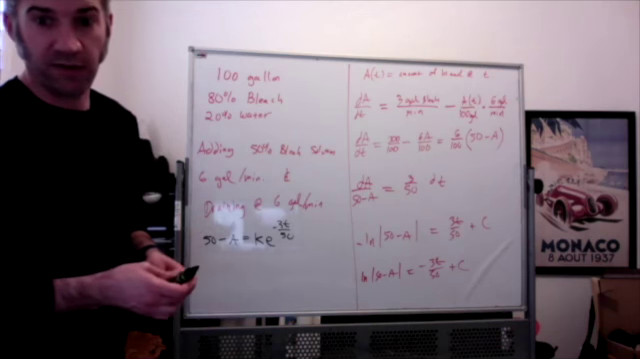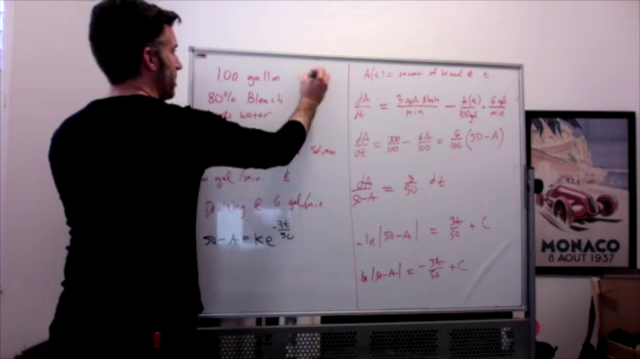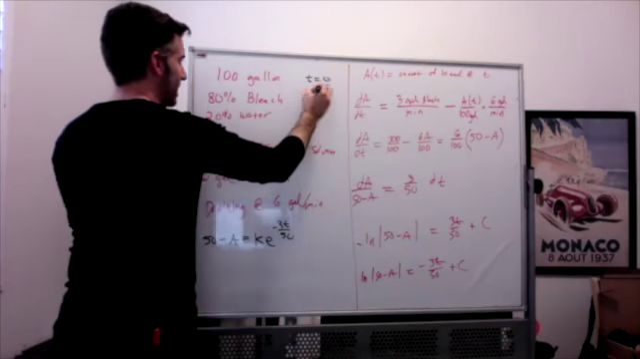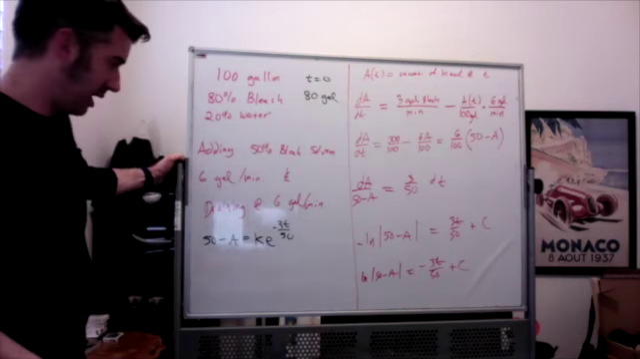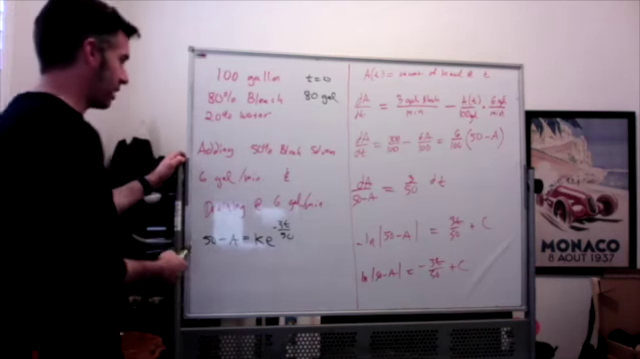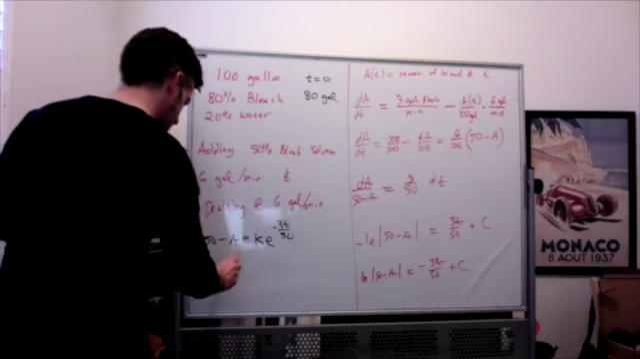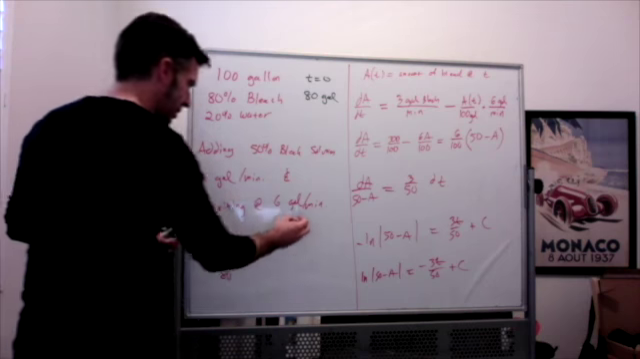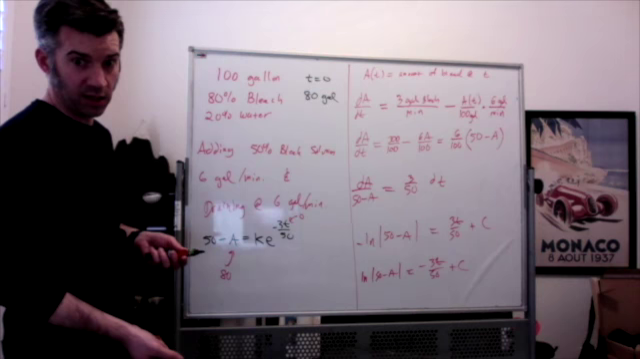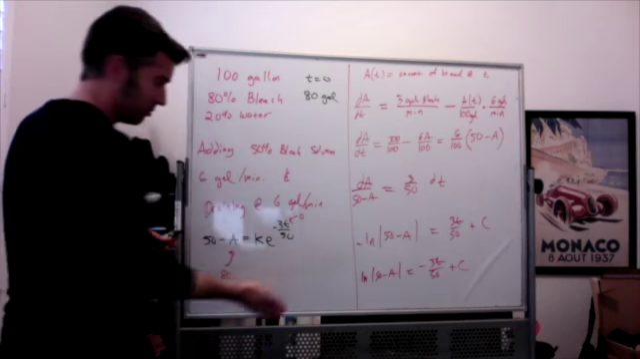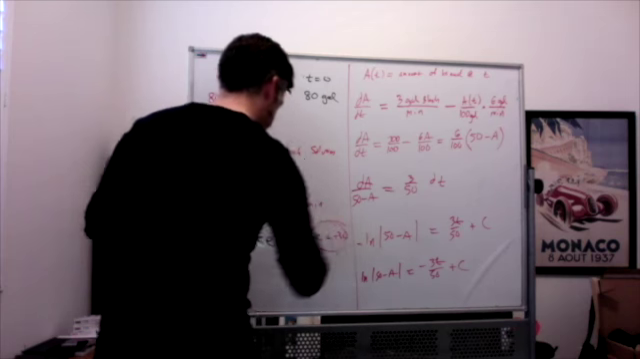Now is the moment to figure out what your k value is. So your initial condition is that time equals 0. There are 80 gallons of bleach, because 80% of 100 gallons is 80 gallons. So right now we're going to plug in 80 for A and 0 for t. So we're going to get 50 minus 80, so negative 30, equals K times e to the 0. So K equals negative 30.